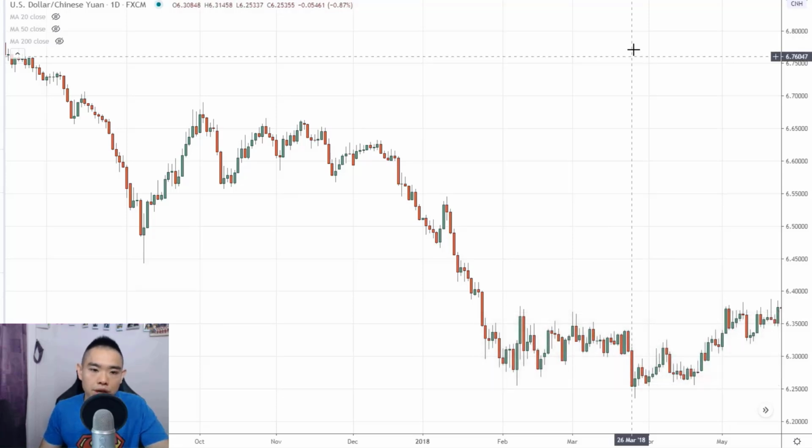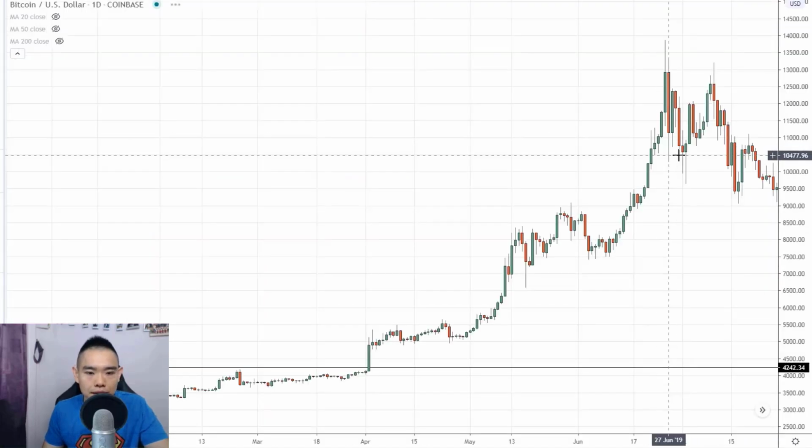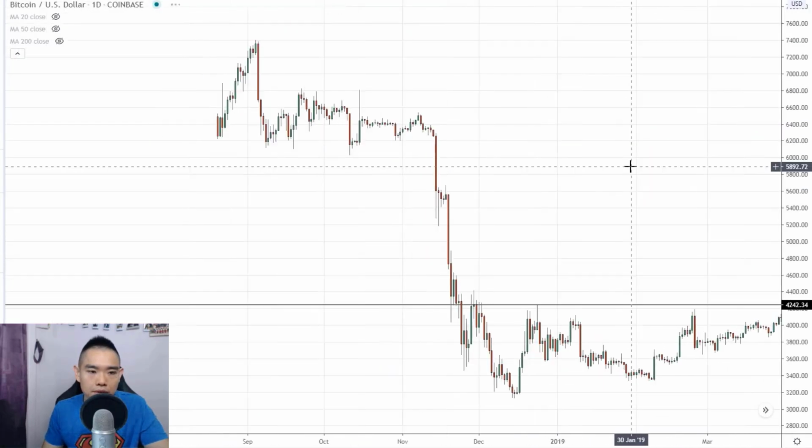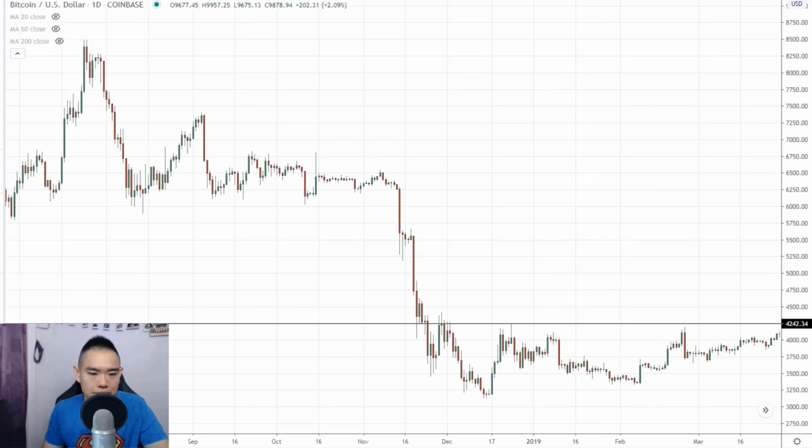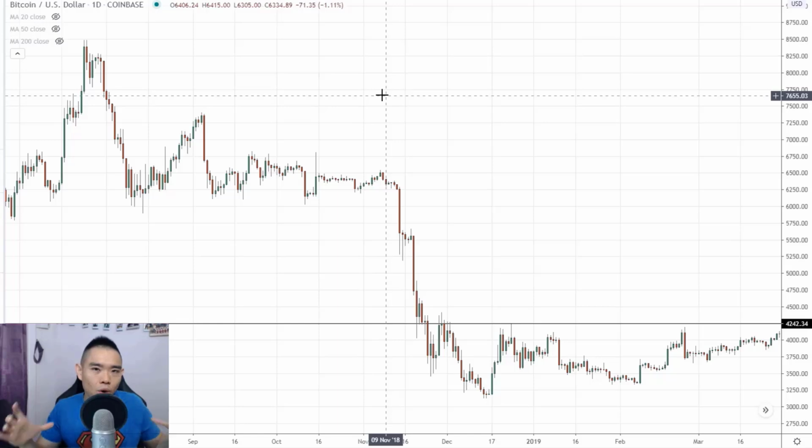And one way to ride trends, you can trail your stops using the 20 MA or the 50 MA. Another example, let's have a look. This one over here, same thing. Look at Bitcoin. Isn't the setup similar? I mean, there are variations to it, but generally the core idea is pretty similar.